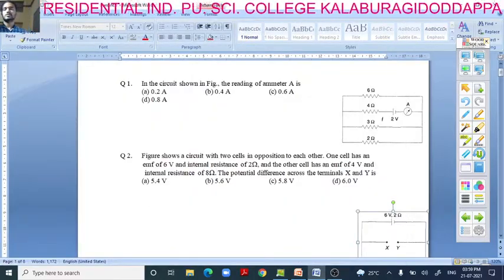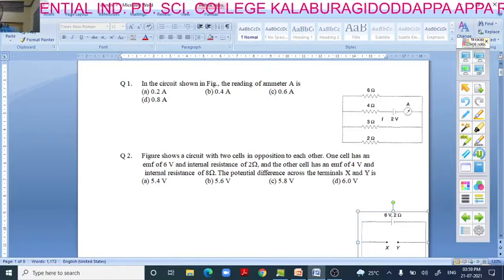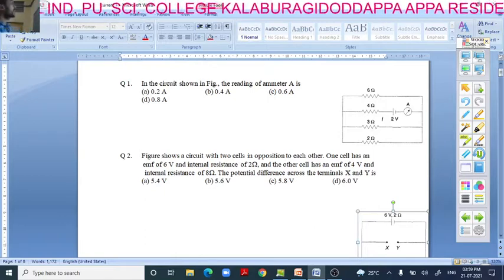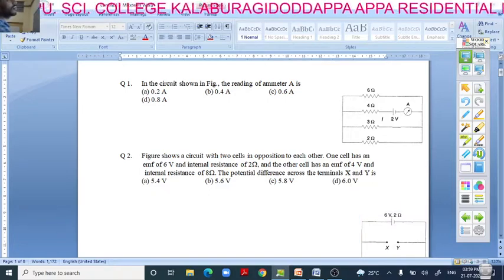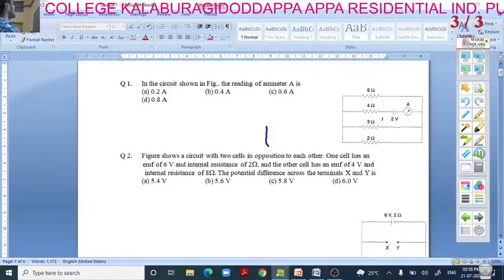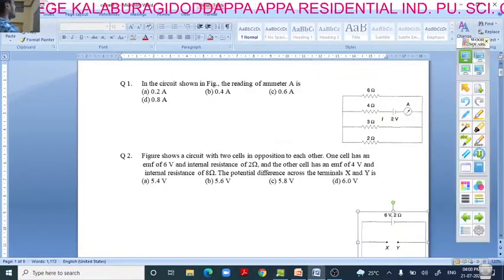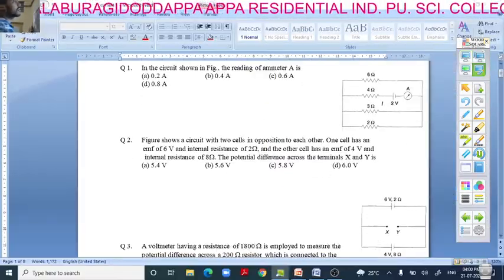Now we are going to discuss the questions on current electricity. Okay, here we have the questions. Already we have done the synopsis discussion on this. Now we are going to discuss the questions.